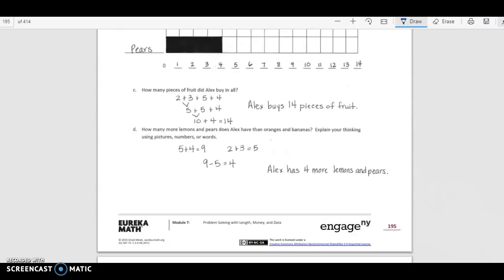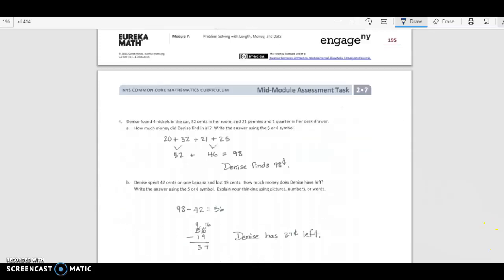How many pieces of fruit did Alex buy in all? So they added the 2, 3, 5, and 4, and their answer was 14. Alex buys 14 pieces of fruit. How many more lemons and pears does Alex have than oranges and bananas? So lemons and pears is 5 plus 4 equals 9. Oranges and bananas, 2 plus 3 equals 5. 9 take away 5 equals 4. Alex has 4 more lemons and pears.